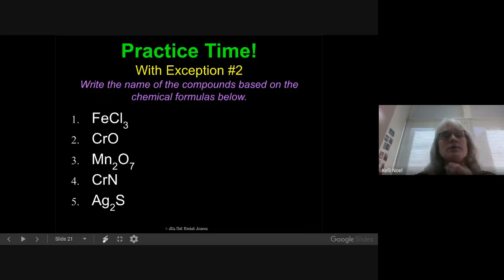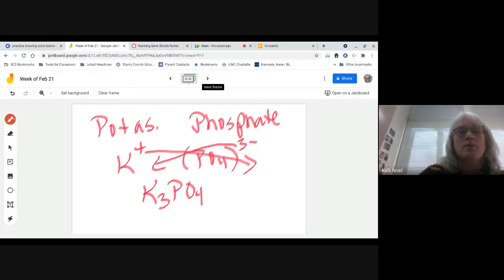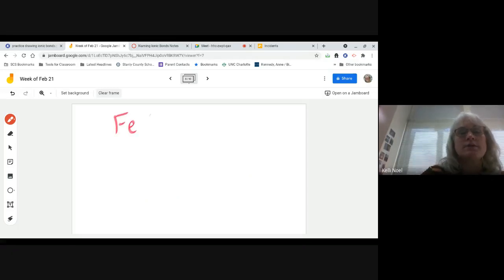So if we're going to do these, we have FeCl3. So we're going to write the name. That's the simple part. We just have to figure out which iron it is. FeCl3. So if I come to my Jamboard, we'll clear this. FeCl3. I'm going to take this and I'm going to crisscross it. I'm going to take this, which is a 1, and I'm going to crisscross it. So this means this was a negative and this was a +3. So this is going to be iron 3 chloride.